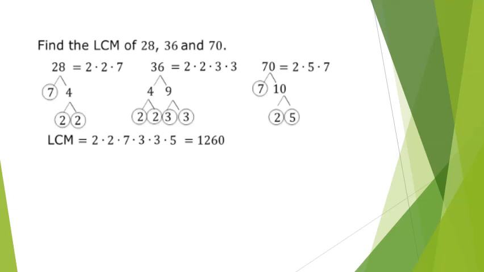Alright, so we're looking at 36. Do we have a 2? Yes. Do we have 2 2s? Yes, we have 2 2s already. Do we have a 3? No. We're going to put a 3 down. Do we have 2 3s? No. We're going to add another 3. Good. We did 28, we did 36, we can cross them off. We're now looking at 70. Do we have a 2 in our pile? Yeah. Do we have a 5? No. We're going to add a 5. Do we have a 7? Yes, we already have a 7. Here we are. So we have the LCM.